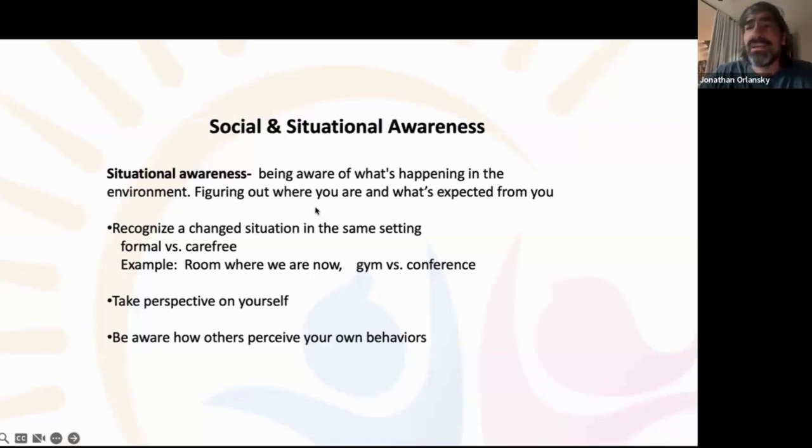Taking perspective on yourself, being able to observe others and be aware of oneself and know if you're matching those expectations, and be aware of how others perceive your behavior. And again, we're going to get into that in a second, theory of mind, but having a sense of what others are thinking can be really, really challenging for our learners. That's a fundamental element of autism and of that social deficit.